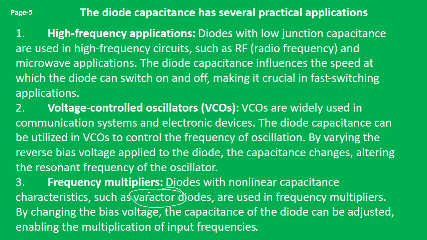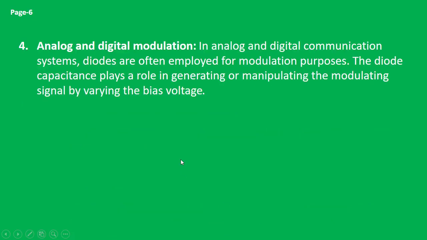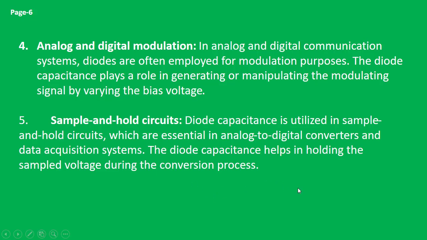By changing the bias voltage, the capacitance of the diode can be adjusted, enabling the multiplication of the input frequencies. Then we have analog and digital modulation. In analog and digital modulation also diode capacitors are used. And then the sample and hold circuit.